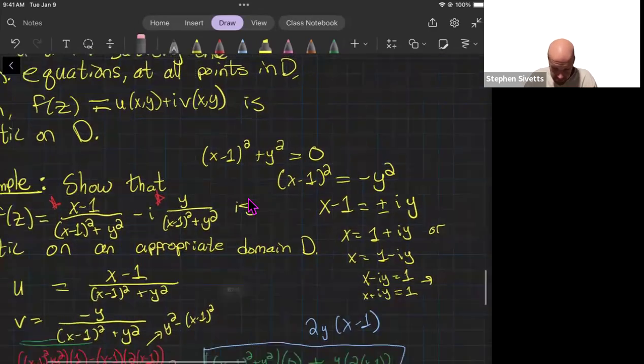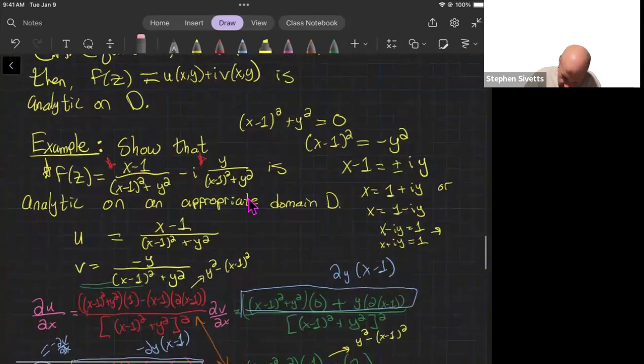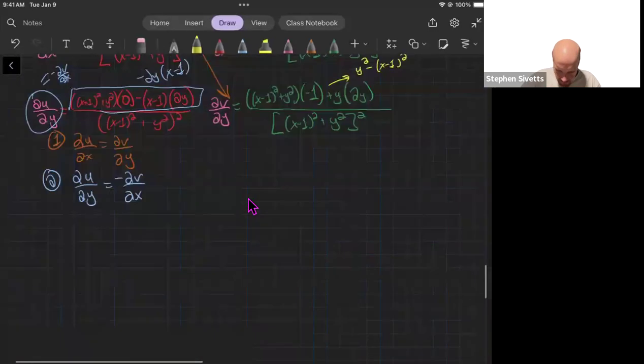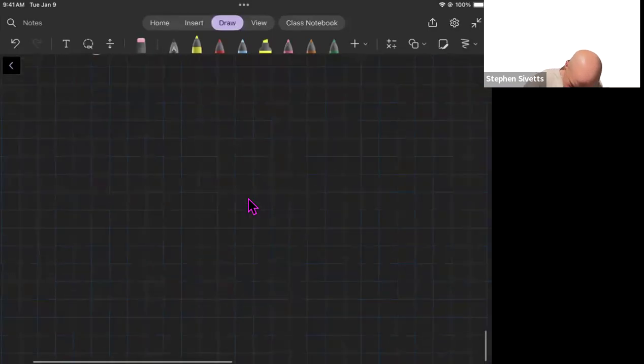So hopefully that made sense. It's not analytic at the point (1, 0). Okay, so hopefully that made sense. Another example could be something like this. So here's another example.